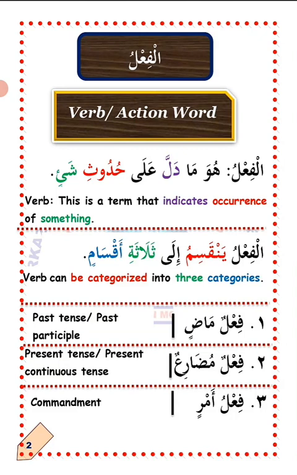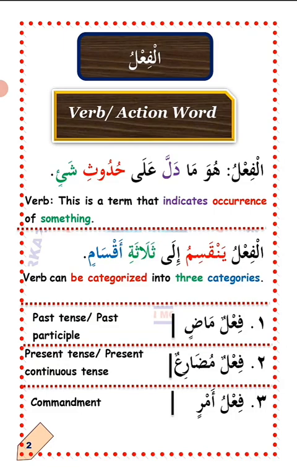The word huduth is taken from the Arabic word hadatha. Hadatha means to occur. Hadatha means to happen. If I may ask in Arabic, ماذا حدث? That means what happened? So huduth is the masdar of hadatha, yahaduthu.